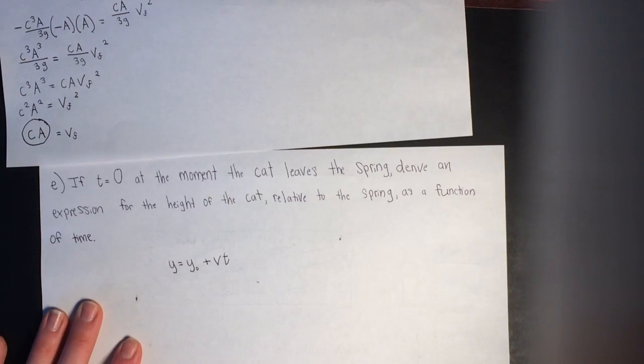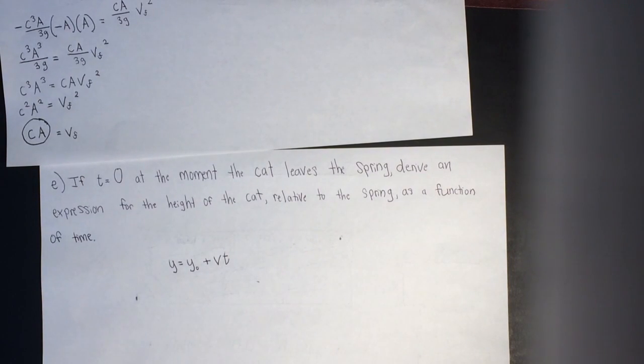And then there's one last part to this problem. Part E reads, if t equals 0 at the moment the cat leaves the spring, so the time is equal to 0, derive an expression for the height of the cat relative to the spring as a function of time. And here I just put y, the height of the cat, equals y initial plus vt. We know the velocity is constant because there are no forces acting on the cat, since it's left the spring and it's still gravity proof. So there are no forces acting on the cat, so its velocity is going to be constant.